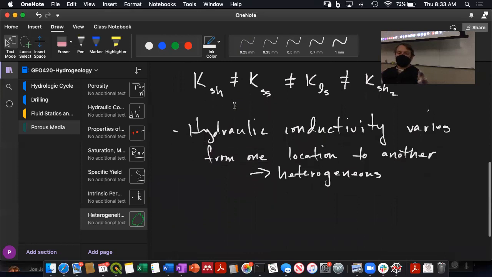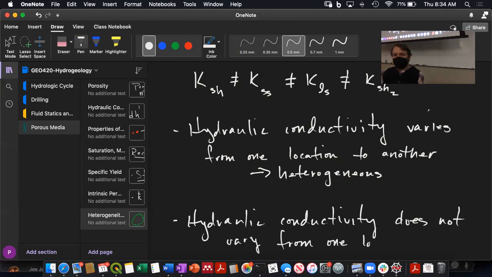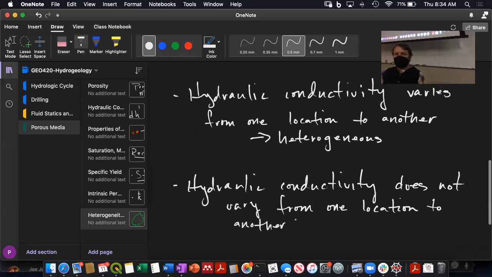So first of all, what's the opposite of heterogeneous? Okay, and so what do you think homogeneous means? From one location to another, hydraulic conductivity does not change. It does not vary from one location to another. This is homogeneous.